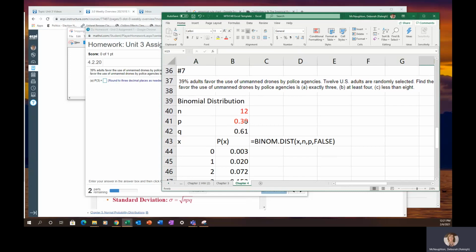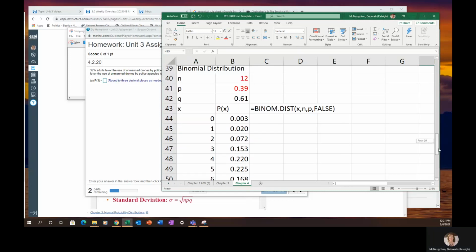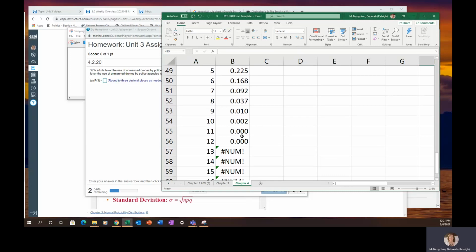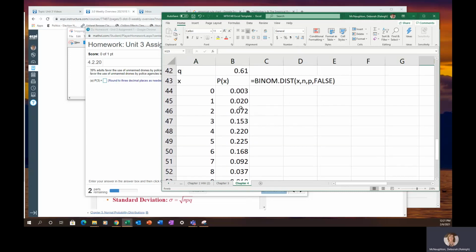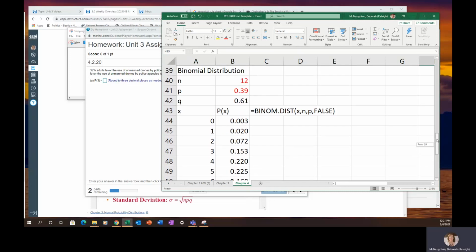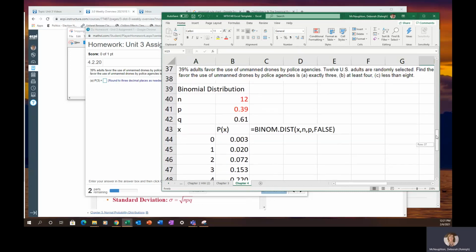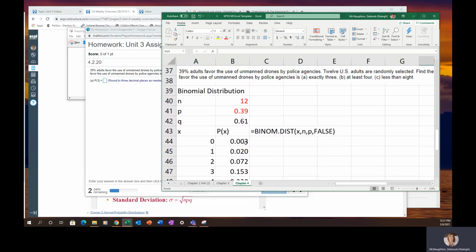So when the P is smaller, the probability of getting a large number of successes is always small anyway, like the probability of 0 is small when our P is large. But when our P is small, these numbers will be really small. All right, so that's how we calculate the probability distribution. What we've created here is our whole probability distribution.